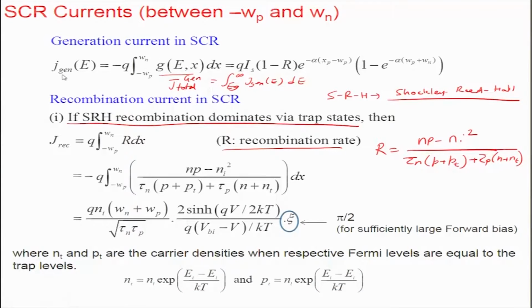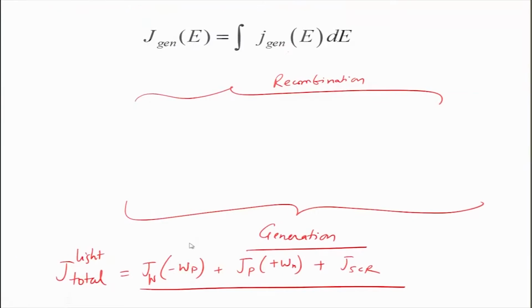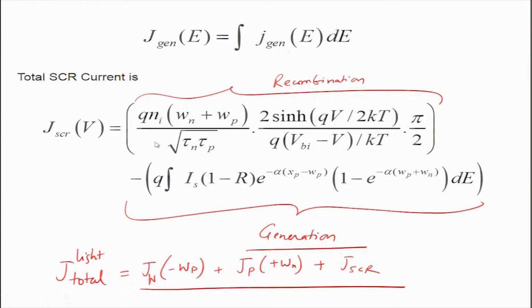The SCR current, since there is generation, we have a generation current, and we have a recombination current, and the mathematical sum of these two will give us the SCR current. The SCR current is the current because of recombination minus the current because of generation. So, generation current will be negative, whereas recombination current will be positive. So basically in the light the total current is Jn at minus Wp plus Jp at plus Wn plus Jscr, and this is the total current, which is simplified by making a few assumptions to make them suited to practical solar cell diodes.